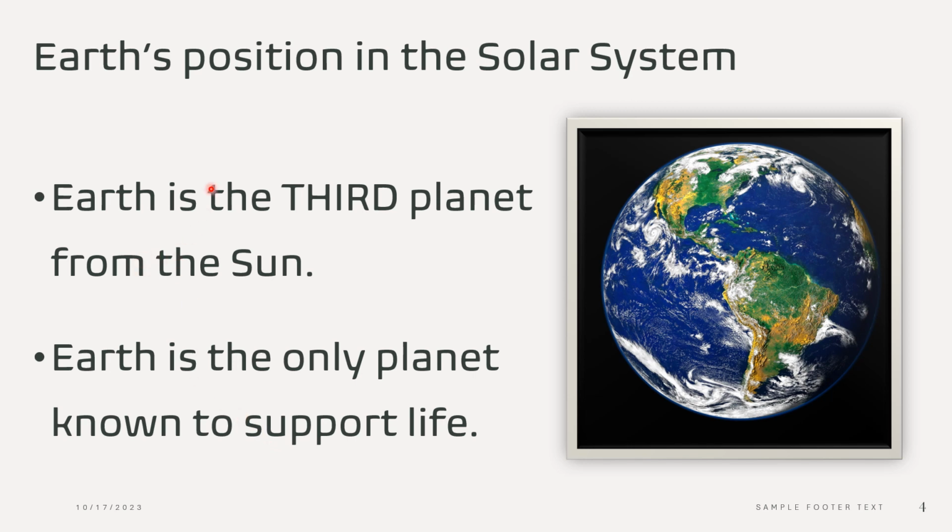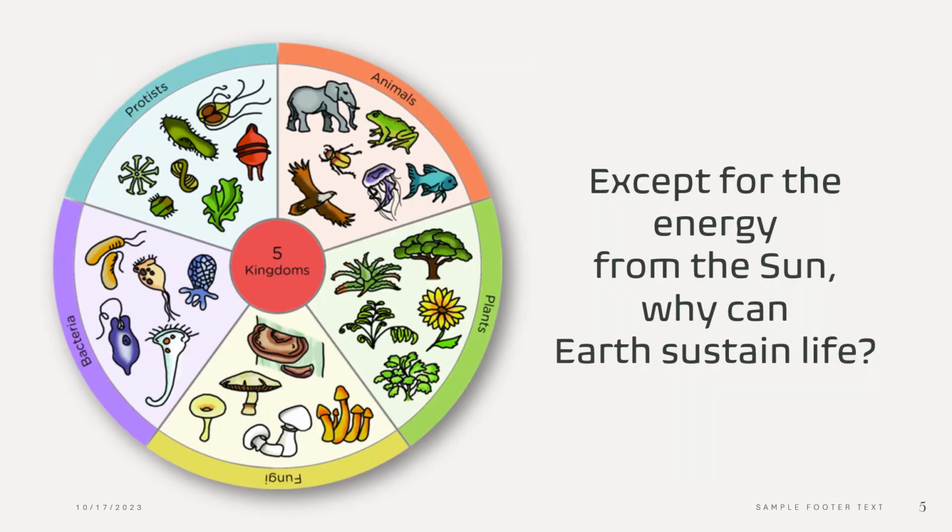So what you should now know about the Earth is that Earth is the 3rd planet from the sun, and from all the 8 planets in our solar system, only Earth is able to support life. And we want to go and look at why Earth is able to support life and none of the other planets. So we know that we get energy from the sun, but there must be other reasons as well for the Earth to be able to support life.